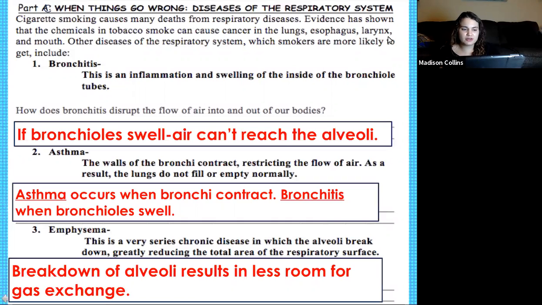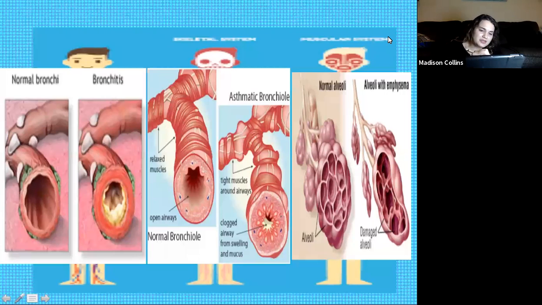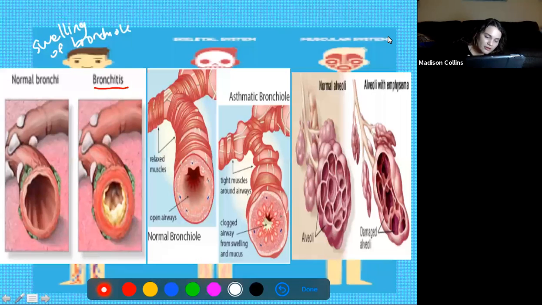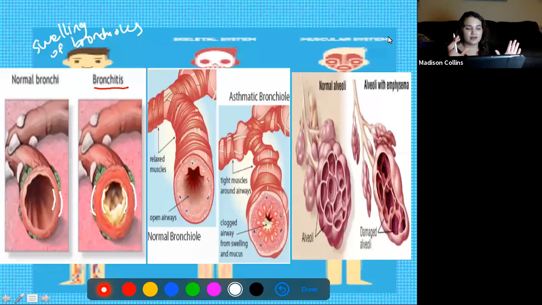Right, now I've got some pictures of what each of these look like. So here we see bronchitis. Remember, that's the swelling of the bronchial tubes. So swelling of bronchioles. We can see here's a normal bronchiole. Okay, but here is that swollen or inflamed bronchial tube. We see that there's not quite as much room for the air to flow through because that wall is swollen, right?